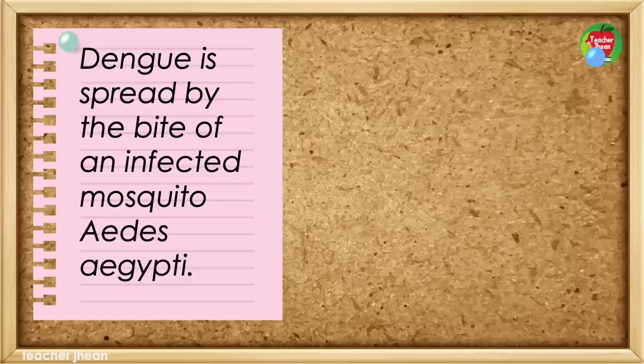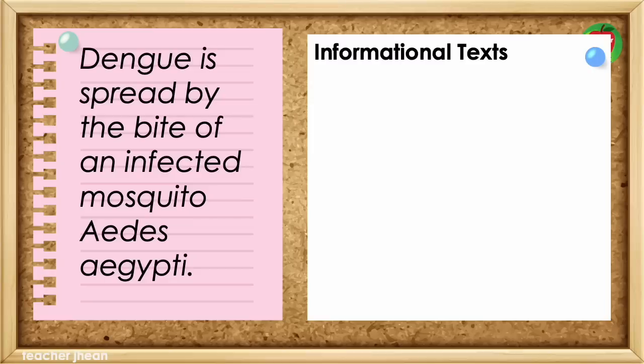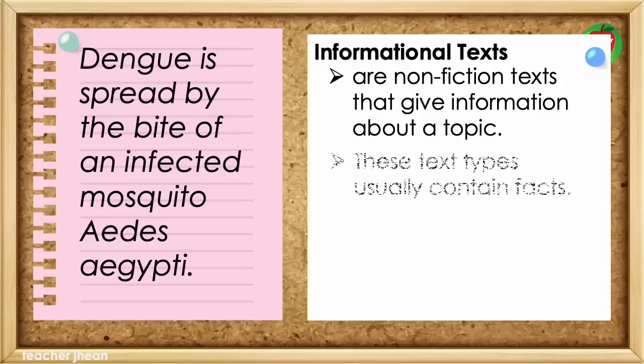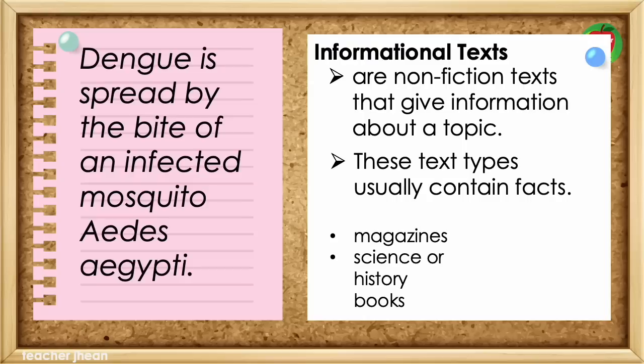Dengue is spread by the bite of an infected mosquito, Aedes aegypti. This kind of text is what we call the informational text. Informational texts are non-fiction texts that give information about a topic. These text types usually contain facts and can usually be found in magazines, science or history books, newspapers, and textbooks.